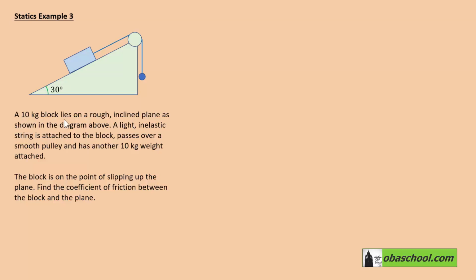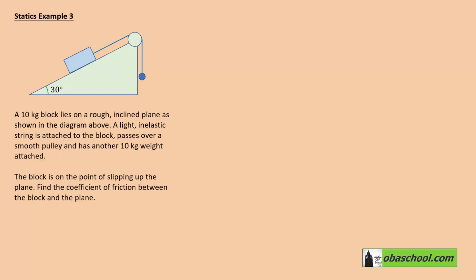A 10 kilogram block lies on a rough inclined plane as shown in the diagram above. A light, inelastic string is attached to the block, passes over a smooth pulley, and has another 10 kilogram weight attached. The block is on the point of slipping up the plane. Find the coefficient of friction between the block and the plane.